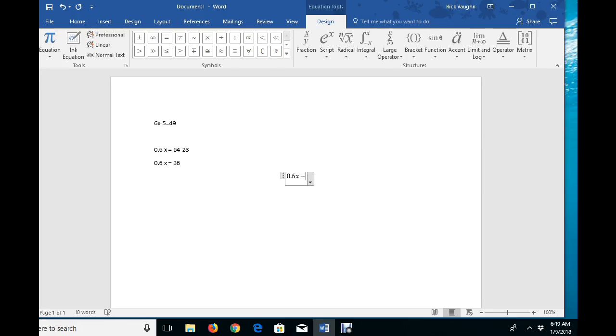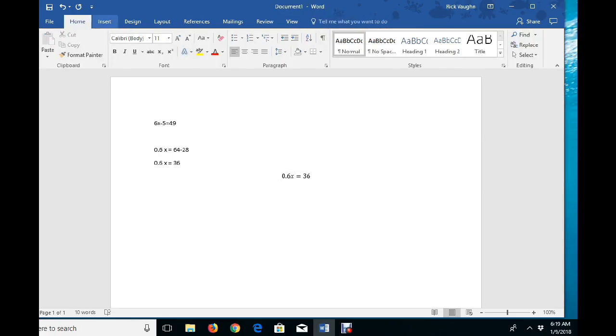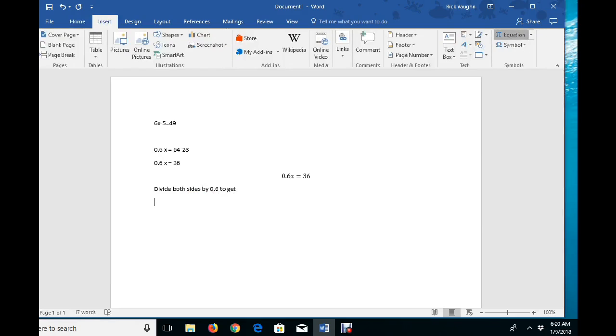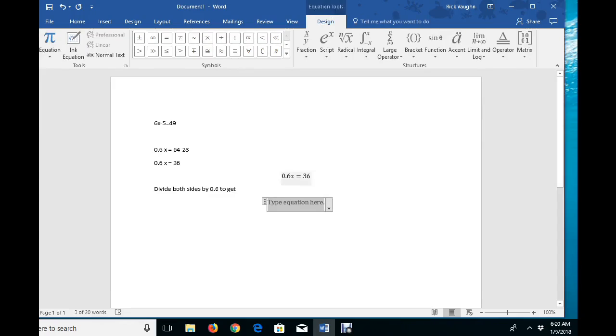0.6x equals 36. And now I want to go down to the next line, and I'll insert another equation for the next step in this process. So divide both sides by 0.6 to get. I'm going to narrate the reader through what I'm doing as I work my way along the problem. And then I can go back and use this equation editor, insert equation. So now I divide both sides.